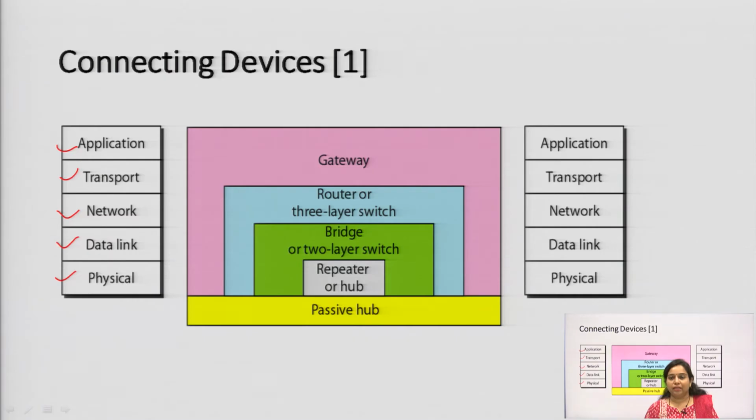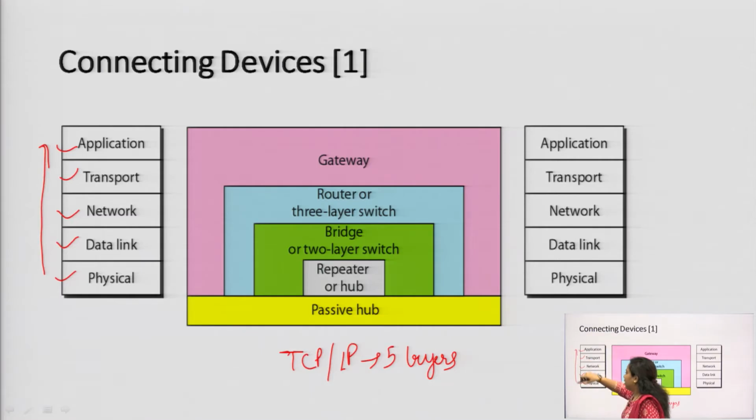But when we are talking about another type of architecture, that is also a layered architecture, that is known as the TCP/IP model, that is transmission control protocol or internet protocol, then it consists of 5 layers. What are those 5 layers? These 5 layers are these, that is physical layer, data link layer, network, transport and application layer.